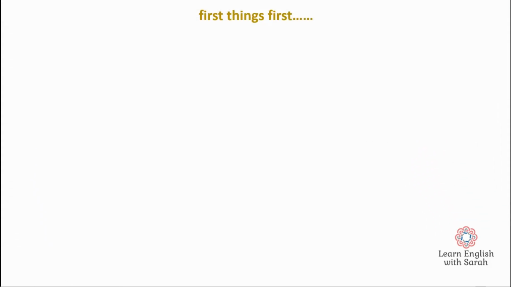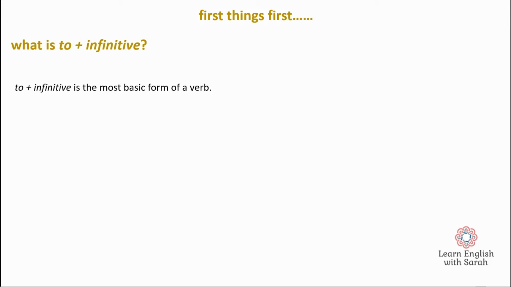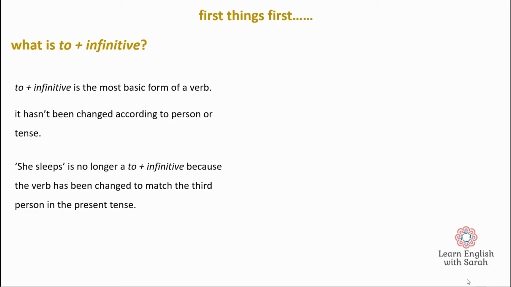Okay, so first things first then. What is a to infinitive? So a to infinitive is the most basic form of the verb. It's what you see if you look in a dictionary. It hasn't been changed. Okay, so there's no ed ending, there's no s ending, there's absolutely nothing. So, for example, she sleeps is not a to infinitive because the verb has been changed here to match the third person in the present tense.